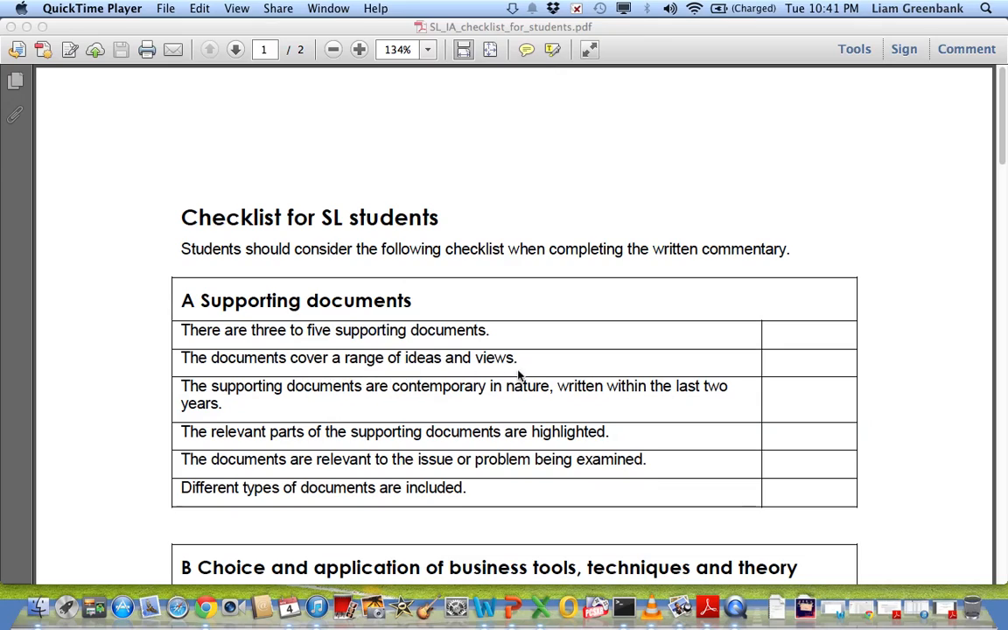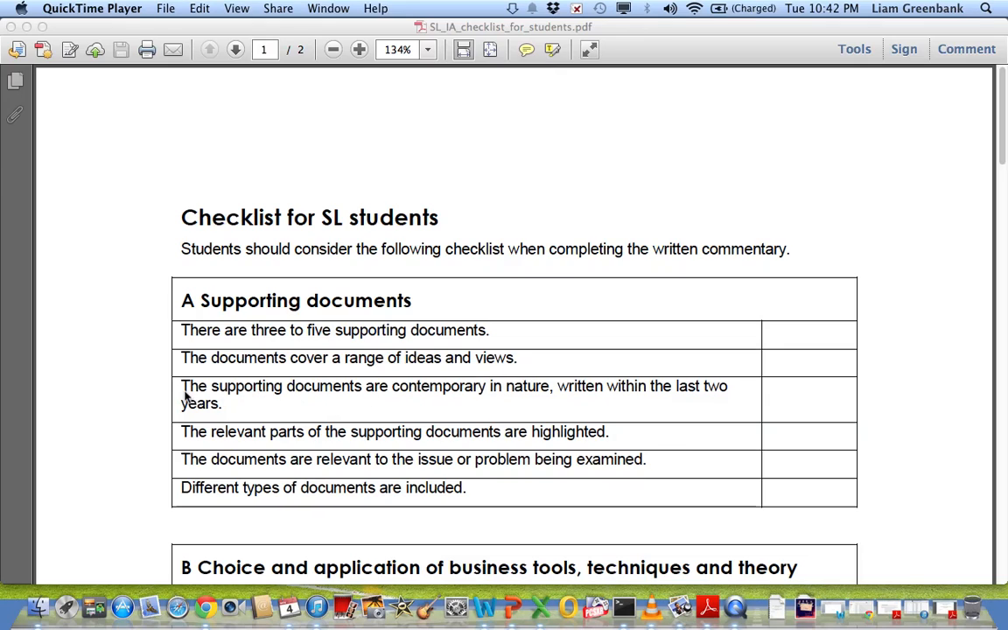So the documents cover a range of ideas and views. That's the second thing on the checklist. So hopefully you have, if you're using a lot of articles from the internet, articles that show positive effects and articles that show negative effects on the business, to give you a good range of arguments. The other thing is to try and make sure that the sources are quite reliable. Okay, they're not written by a poor tabloid newspaper, but there's been some reasonable studies and there's been some reasonable research by the author that makes the source quite reliable, or as reliable as possible.